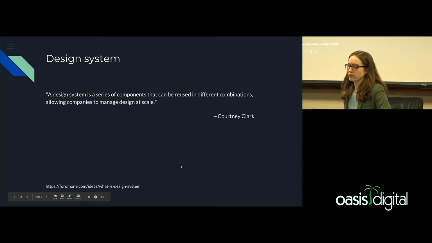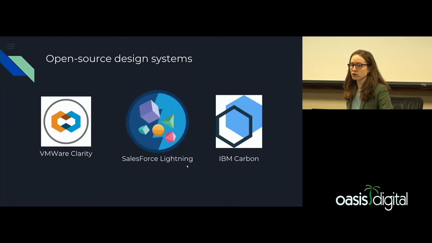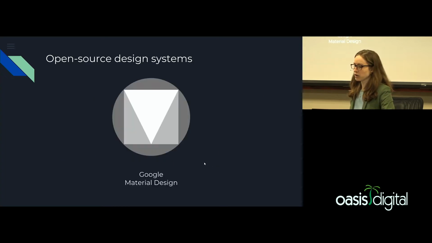Having a design system is great, but if your team doesn't have the resources to create one on your own, then there are several different open source design systems that large companies have put out there for teams to adopt. VMware's Clarity, Salesforce Lightning, IBM Carbon, those are a few different options. And in this talk, we're going to focus on Google's Material Design.